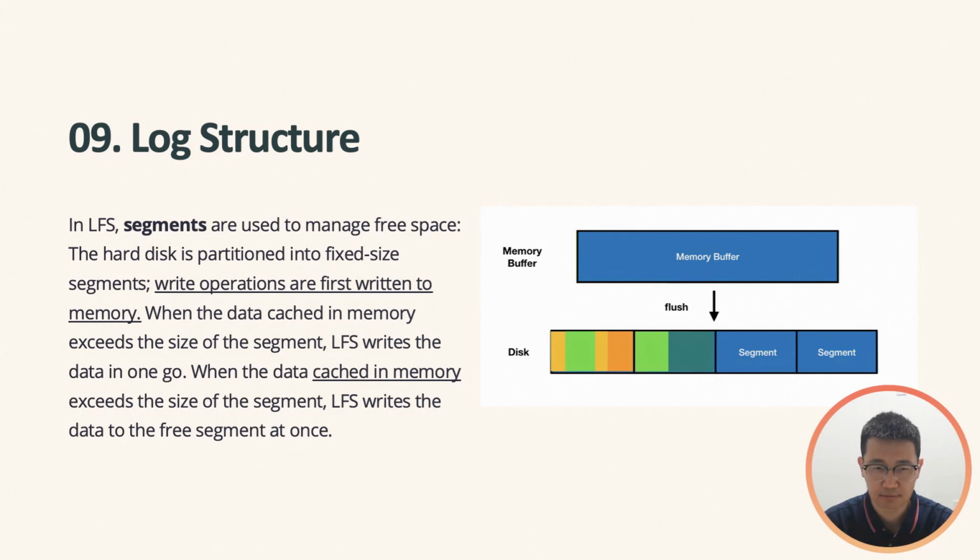Write operations are first written into memory, where they are serialized. After serialization, if the cached data in memory exceeds the size of a segment, the log file system will write this data into a free segment all at once. This means that I use memory buffers and perform sequential serialization. When the serialized data reaches the size of a segment, the data is written into a free segment all at once.